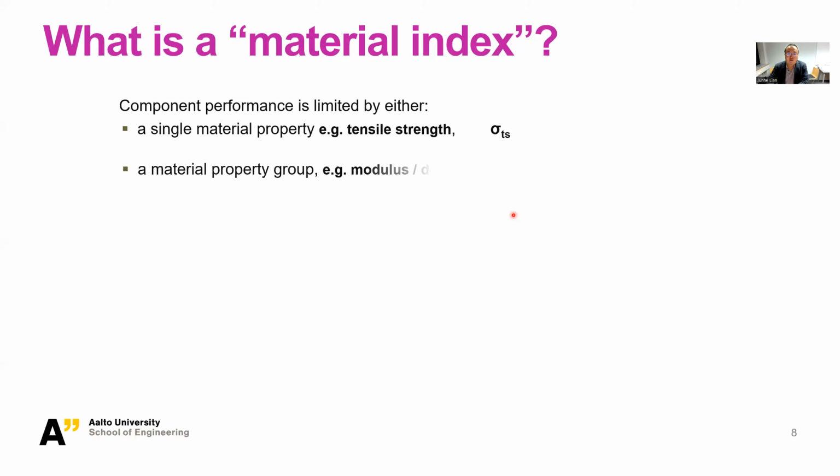And it could also be a group of material properties, as we have already said during the first week's lecture. It could be the modulus over density, so the specific modulus, E over rho. This is actually one of the most used material indices.